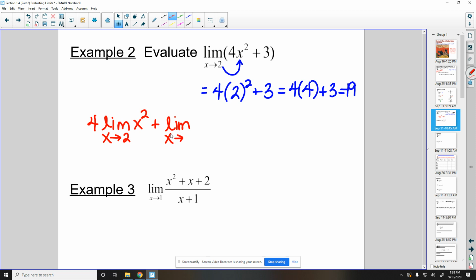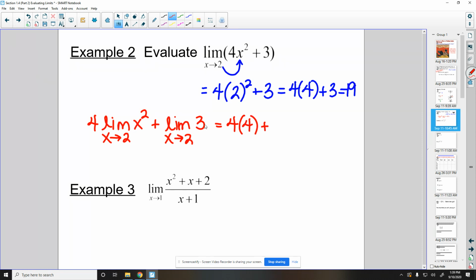do you understand that basically I'm doing the same thing as doing plug and chug, like I told you to do here as a shortcut? That's kind of what I'm doing. I'm splitting things up so that this 4 is on the outside. And then I can take the limit of x squared, which I just did on the last slide, and I would get 4 there.